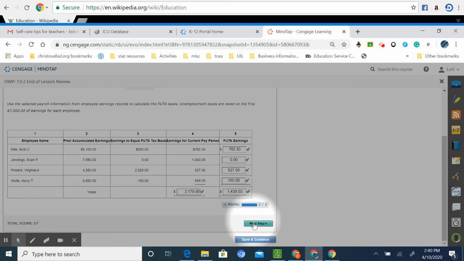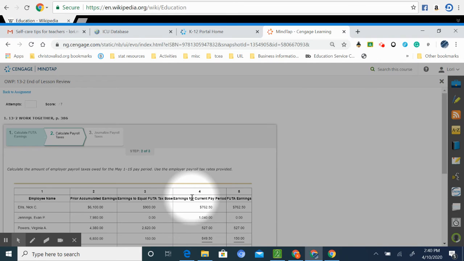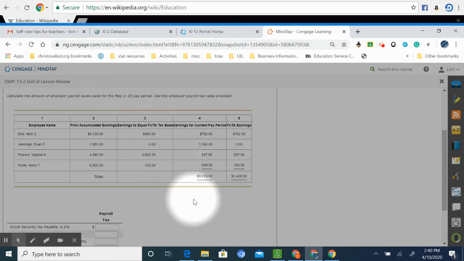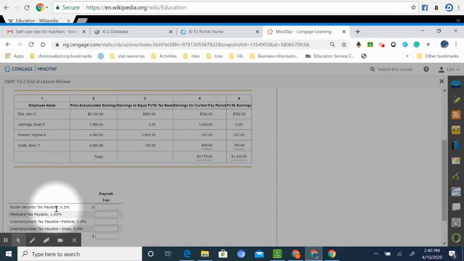Now let's go on to the next step. We're going to calculate the payroll taxes. Social Security and Medicare are the percentages of column 4's total. Let's do those. We're going to take that $3,179 and multiply it by 0.062, and you end up with $197.10.